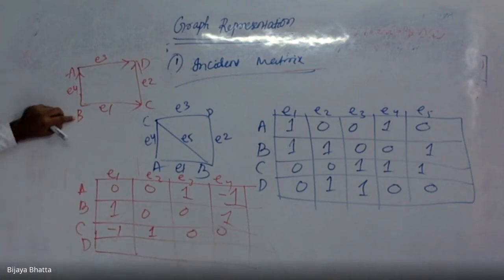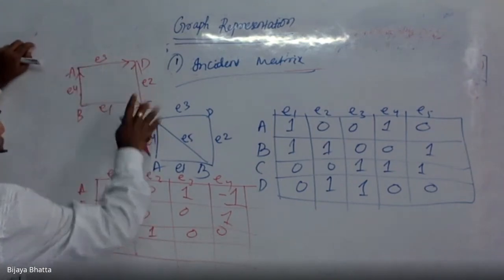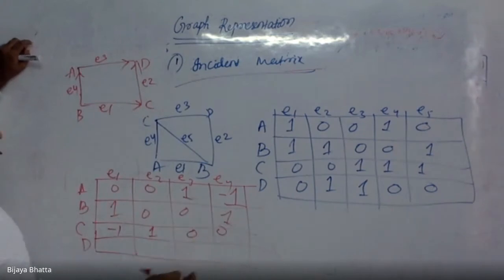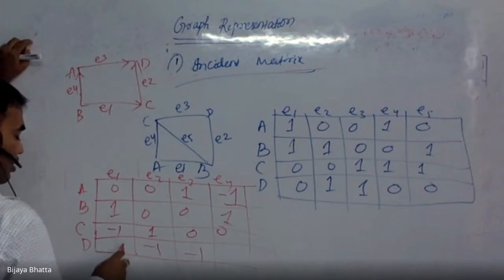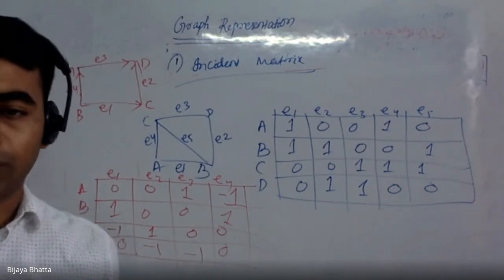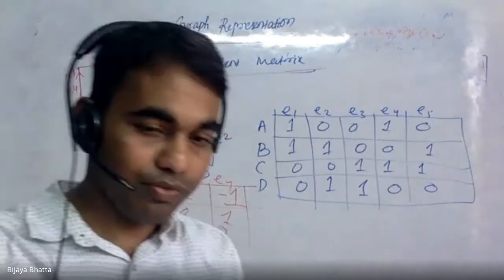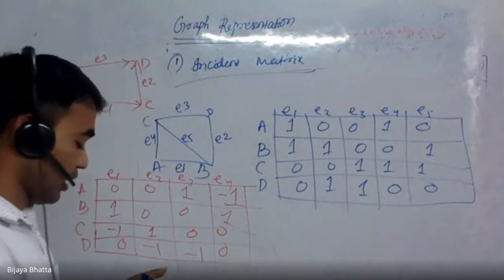Okay. So the same way, if I go for D, D is not connected to E3, E2, right? This is not incident, right? So rather it is a reverse incident on E2, E3: -1, -1, 0, 0. So this is going to be the matrix, right? The incident matrix.